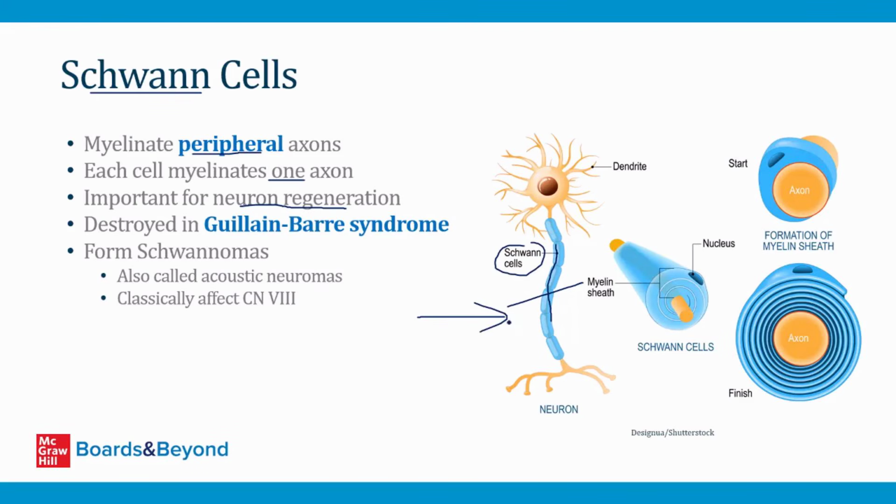You should also know that Schwann cells are destroyed in Guillain-Barré syndrome. I talk about this in other videos, but this is a rare syndrome often triggered by infection or other things that leads to loss of peripheral nerve function. This can lead to sensory and motor problems.